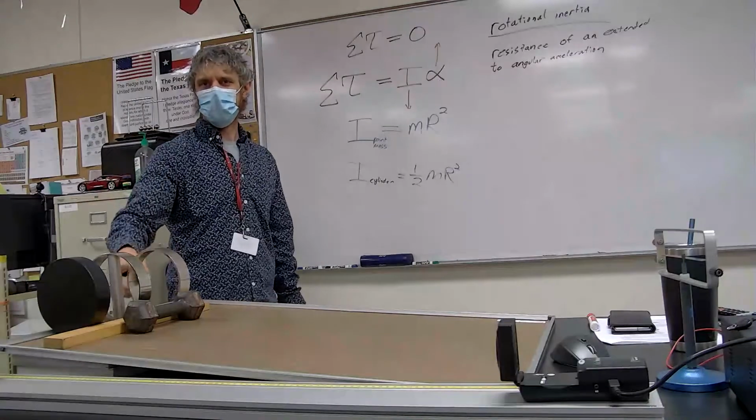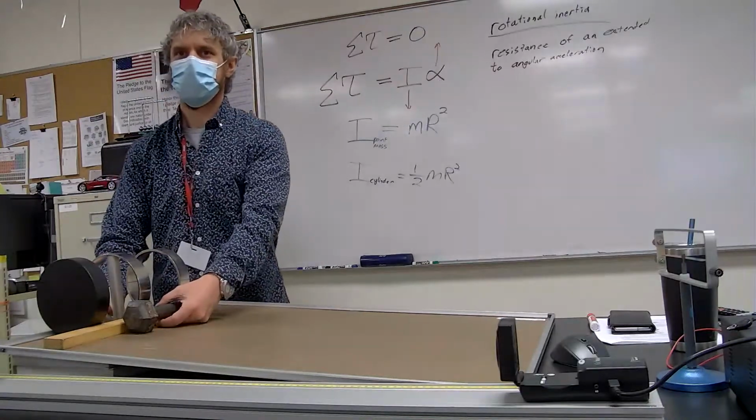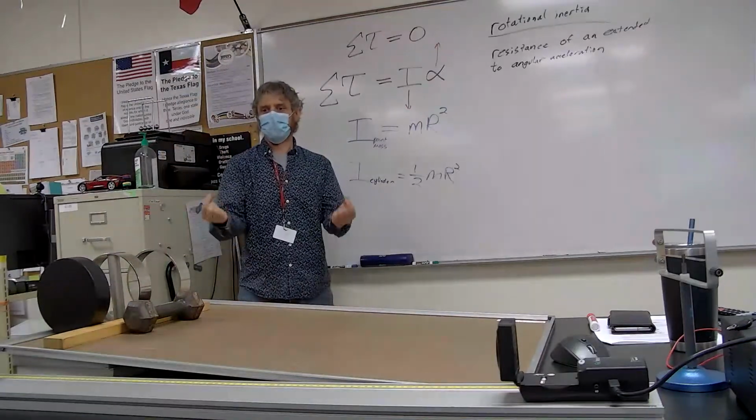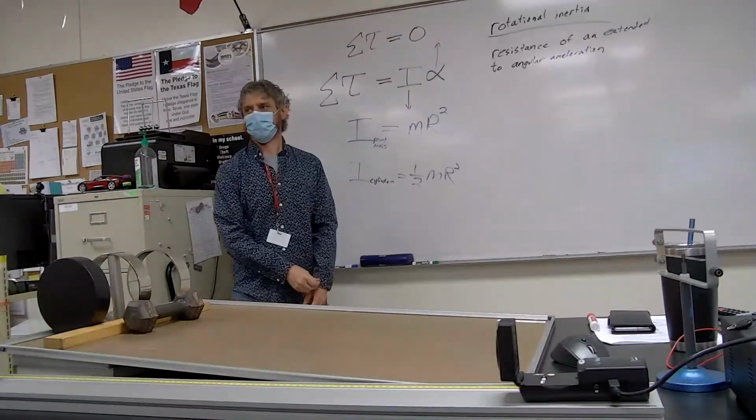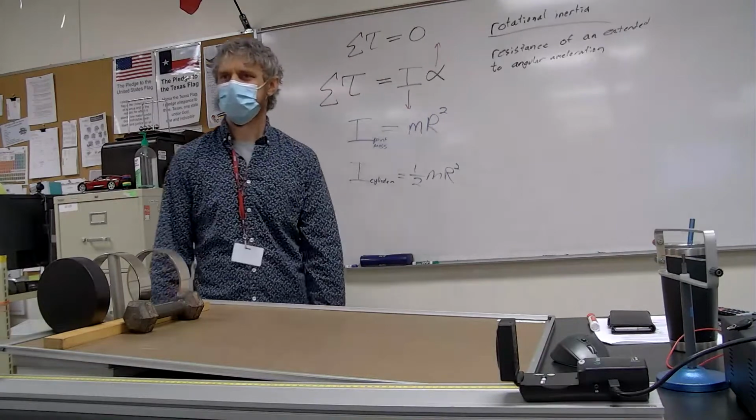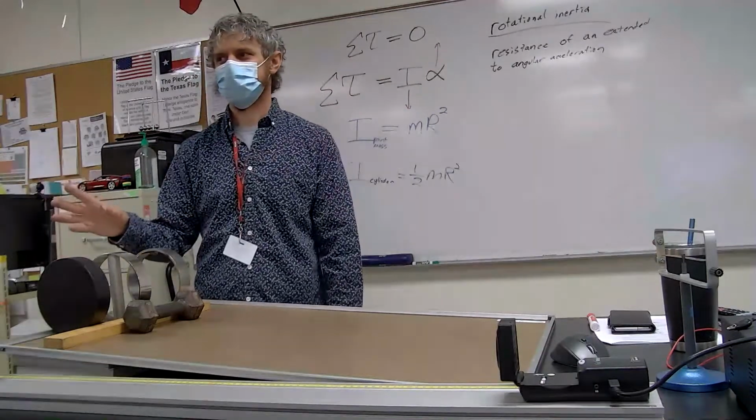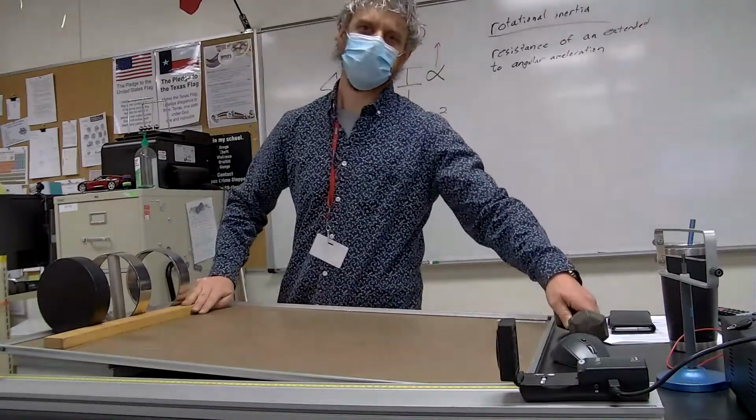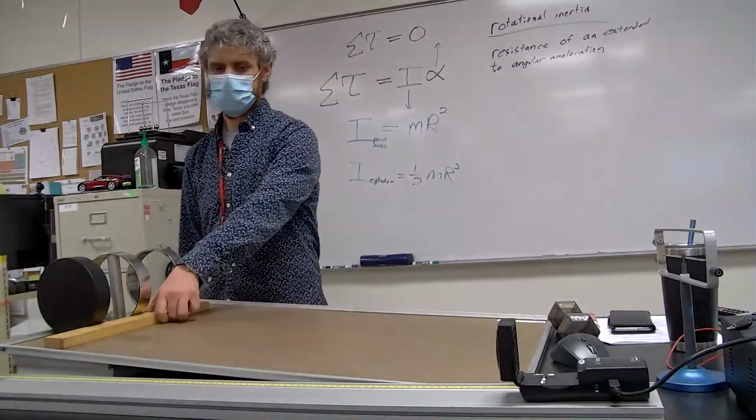R is the distance from the center of mass to the place where the mass is actually located. So the larger the mass is, the larger the rotational inertia. So the farther away. They're all the same mass. So then the farther away from the center, the larger the rotational inertia. That's all. So let's just see, and then we'll explain afterwards.